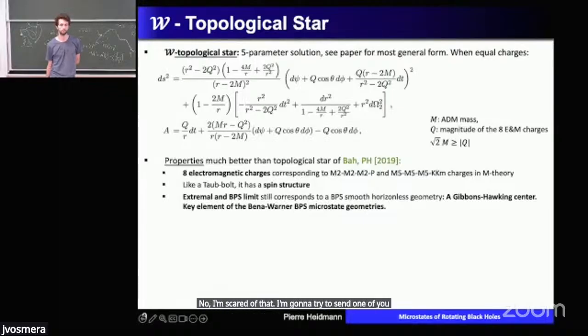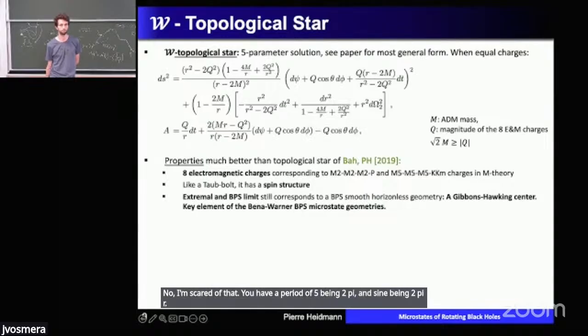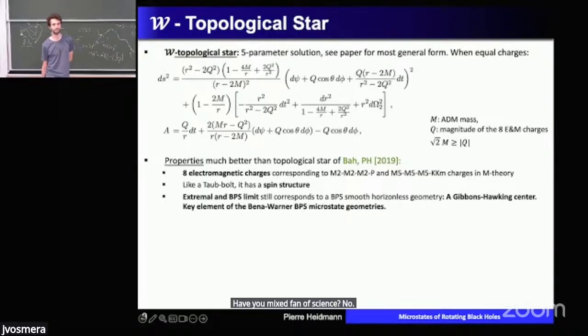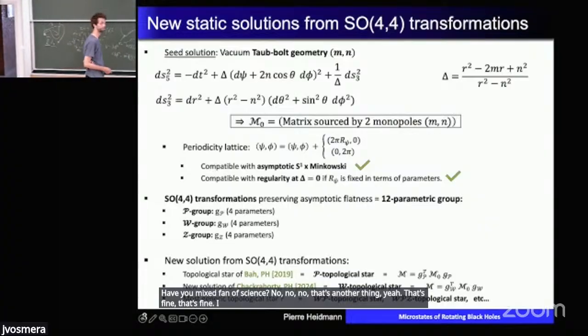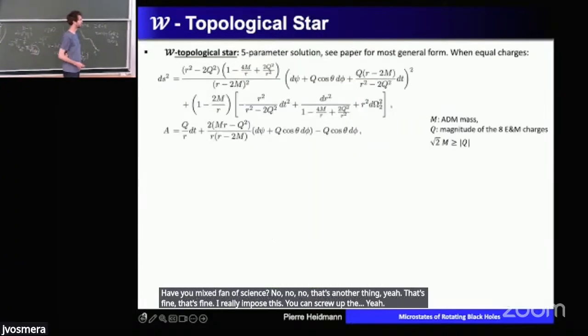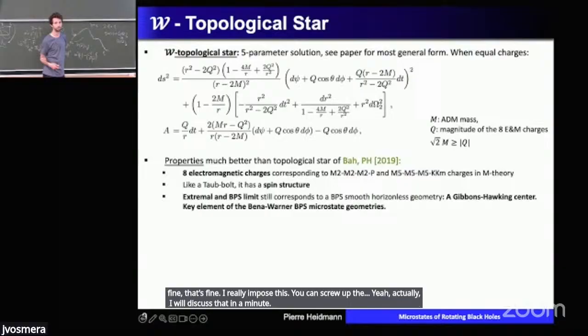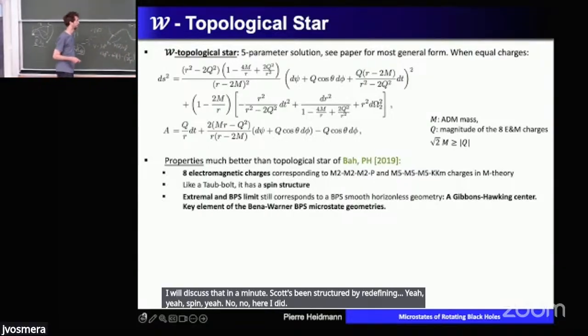You had a periodicity of phi being 2 pi and psi being 2 pi r. Have you mixed phi and psi? No, that's the thing. What have you scaled? But that's fine, because if you impose this, you can screw up the spin structure by redefining. Actually, I will discuss that. Here I didn't do that.